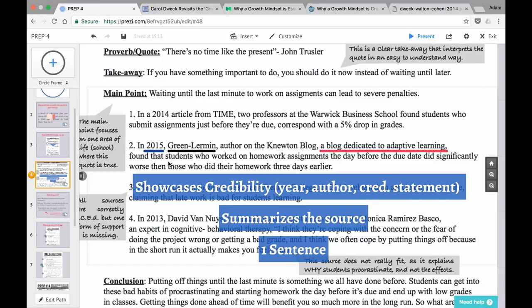Let me know if you have any questions, and I look forward to seeing the iced out source. Remember that you're going to use the source that you used for Prep 3. So you just want to ice that out. So you don't have to find more sources. You just have to ice that one out appropriately, and I will be checking to see how you did.